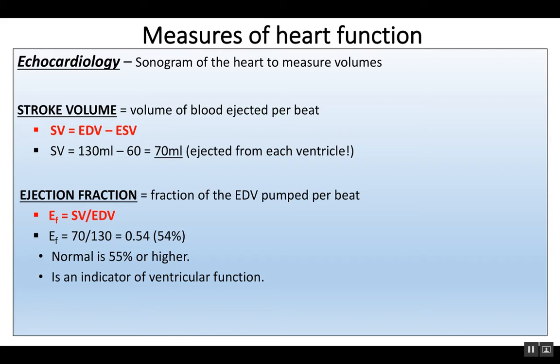We also use these same numbers a little bit differently and come up with what's called the ejection fraction, which is how much by percentage was pumped out. So you use the same numbers. It's stroke volume divided by end diastolic volume, and you have to multiply by 100 to get the percentage of that end diastolic volume. So how much by percentage was pumped out? And this is a very good indicator of ventricular function.